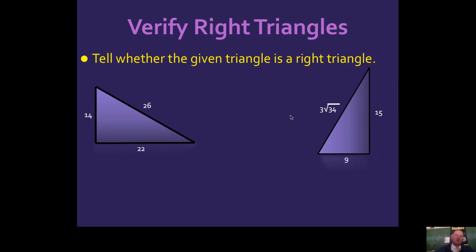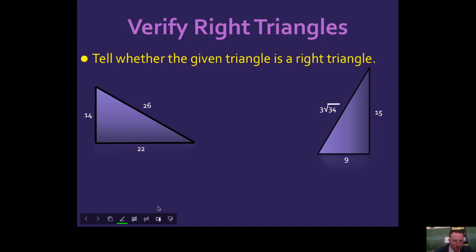This is section 7.2. It's on the converse of the Pythagorean theorem. We talked about that in our last video. What we're going to do is a couple examples in this one. We're going to verify whether or not these triangles are right triangles. So this isn't multiple choice. We have three lengths. We have to decide if that makes a right triangle.